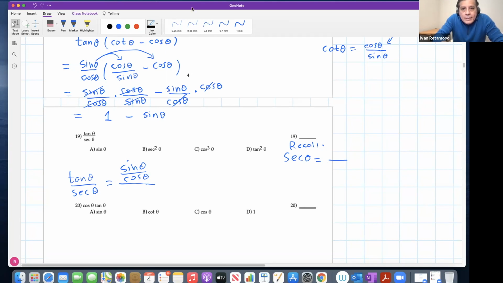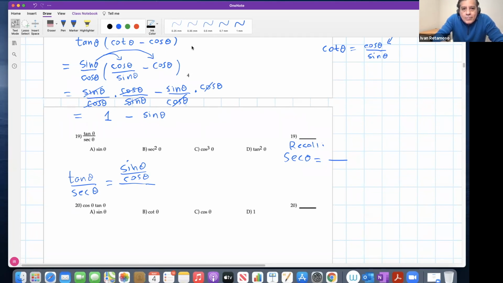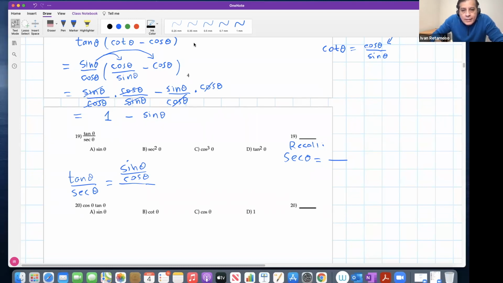I will give you a hint, right? Secant is the reciprocal of cosine. Since it's the reciprocal of cosine, it should be gotten by flipping cosine, right? So 1 over cosine of theta.